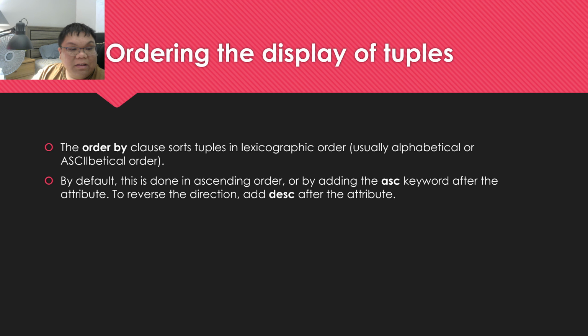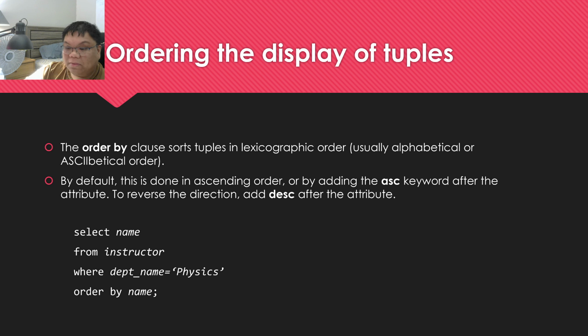The order by clause, which is something you're also going to do in your lab, sorts tuples in lexicographic order, usually alphabetical order, or ASCII-betical order. By default, this is done in ascending order, or you can add the ASC keyword. To reverse the direction, add DESC. So: select name from instructor where department name equals physics, order by name. This basically says, show all instructors who work in the physics department, and alphabetize them by name.